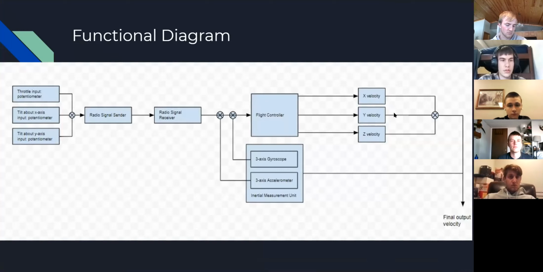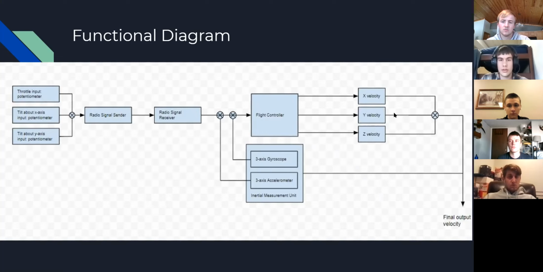The 3 inputs were the throttle, tilt about the x-axis, and tilt about the y-axis, which would control the x velocity and the y velocity. That feeds into the radio signal sender from the remote control to the radio signal receiver in the drone, and that signal is sent to the flight controller, which is a nebulous box right now because we're still not entirely sure how it converts that signal into the signals to each of the 4 motors.